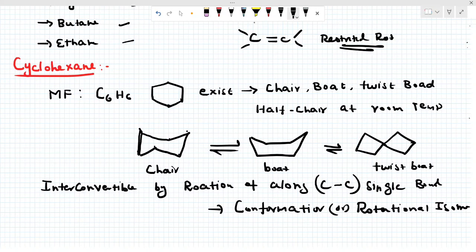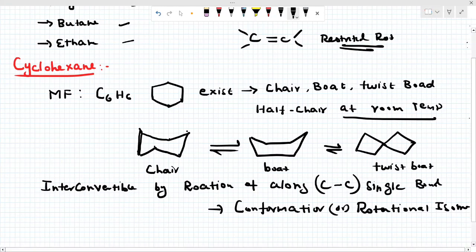This can exist at room temperature. For example, you take a beaker and put 20 ml of cyclohexane. In this beaker, cyclohexane is in liquid form, and if you look, you cannot see the molecules. But actually the molecules can exist in different forms: chair form, boat form, and twist boat, half chair. What is the reason? They undergo carbon single bond rotation. That is called conformational analysis or rotational isomerism.